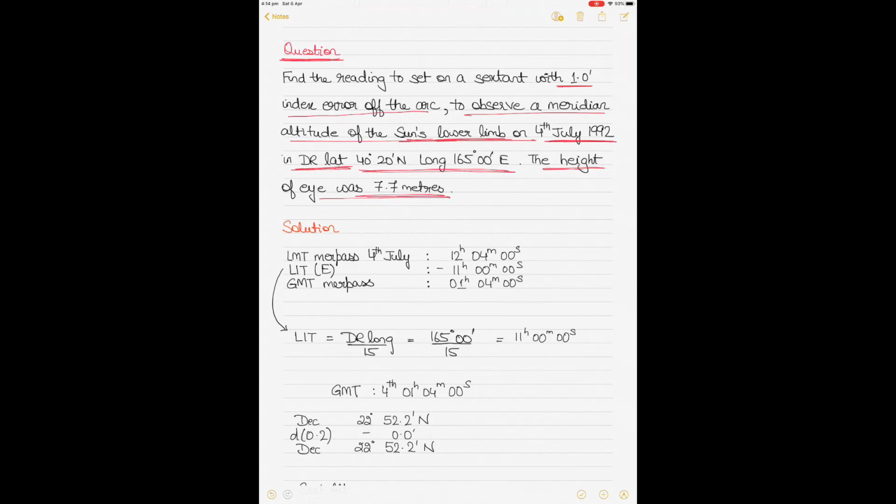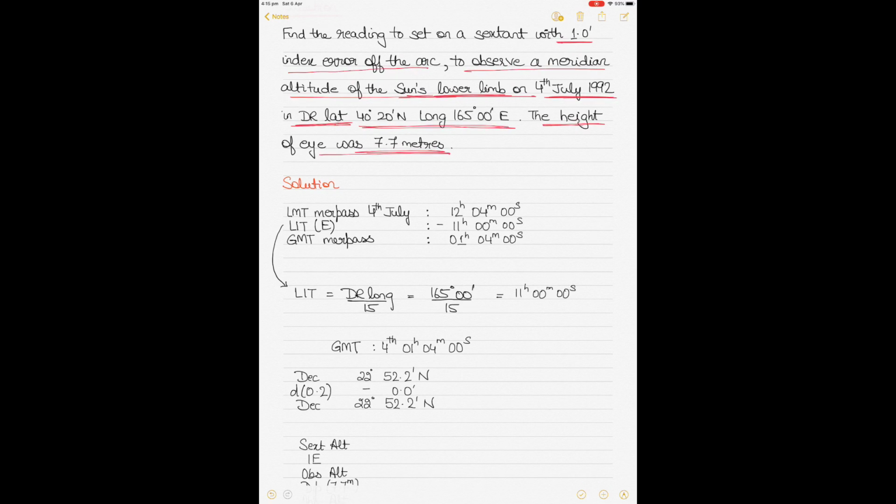What you have to find is what reading you will set on the sextant at the time of the sun's meridian passage, lower limb. Today again, the way I will solve this question is a bit different. Normally I solve the question and then take you through it. Today I'll be solving the question along with you so that you can see what's happening, because I'm working backwards. Hopefully that will be helpful to you as well.